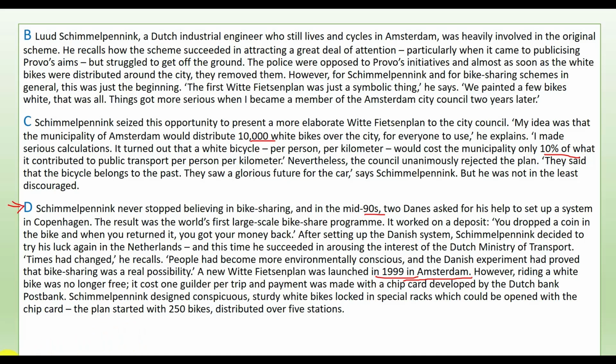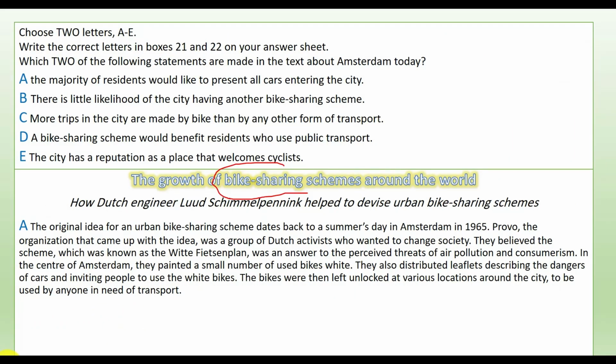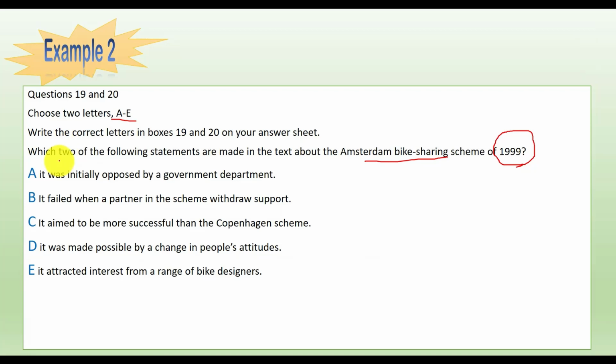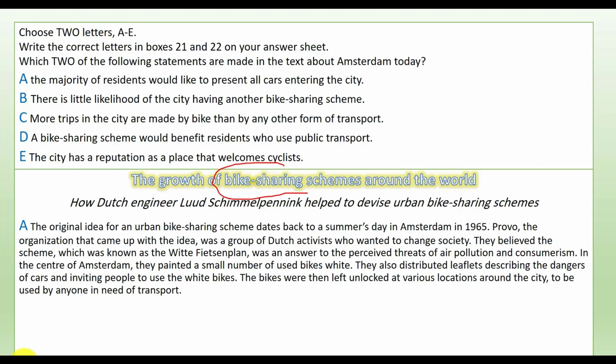Okay, now let's just review the questions and our options. Which of the following statements are made about Amsterdam bike sharing in 1999? It is initially opposed by government department. It failed when a partner in the scheme withdrew support. It aimed to be more successful than the Copenhagen scheme. It was possible by change in people's attitudes. It attracted interest from a range of bike designers. Now let's go to the passage and begin to read.